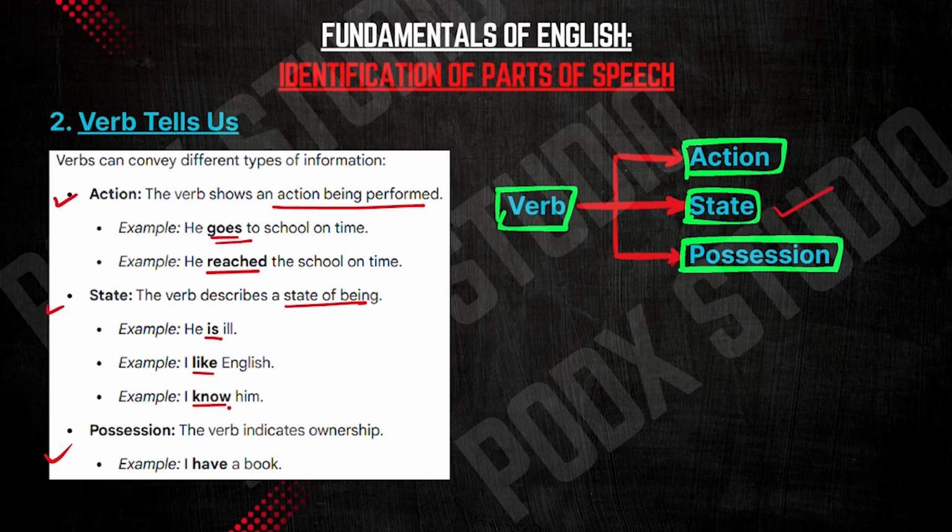Let's move further. Possession means ownership or control over something. You will be the owner. For example, I have a book. The have is not telling about a state or actions. Here it is telling about the ownership. I have a book. Okay, understand it?